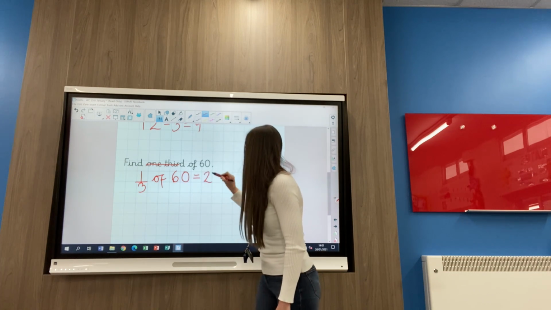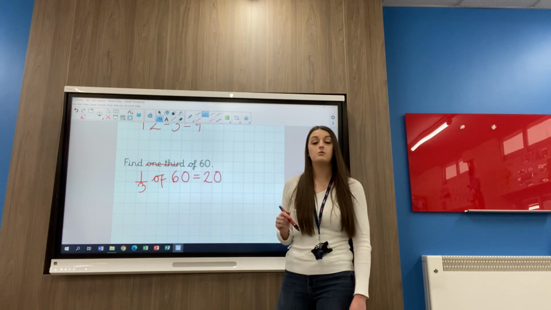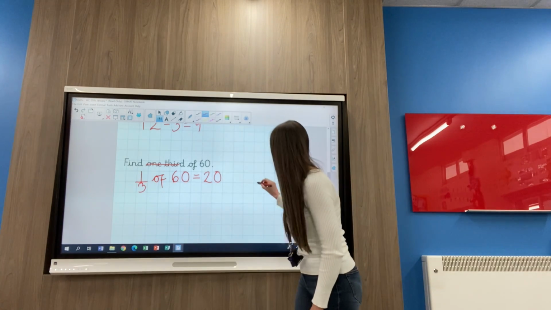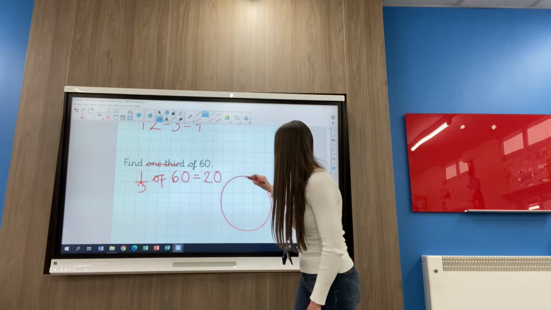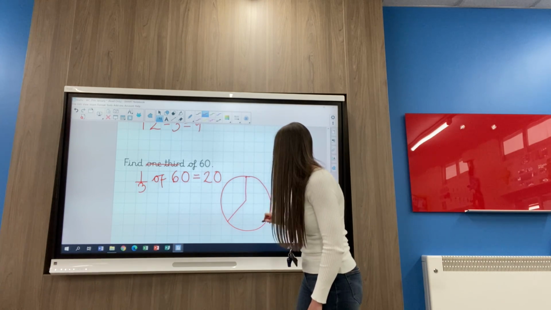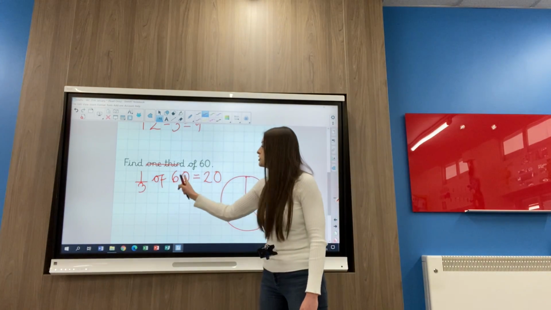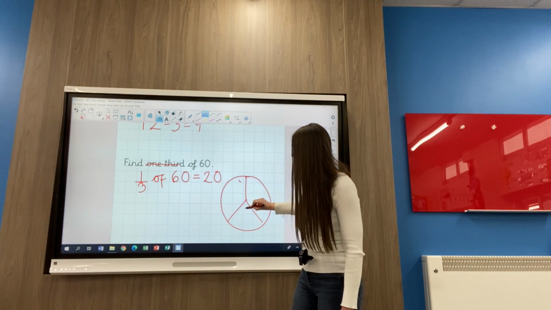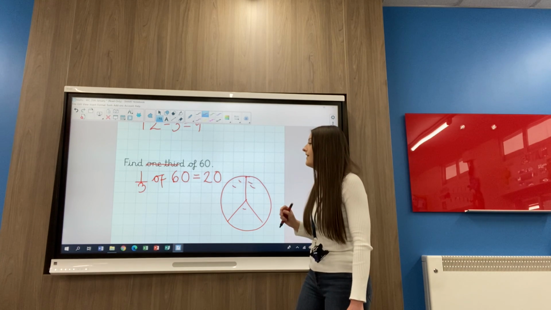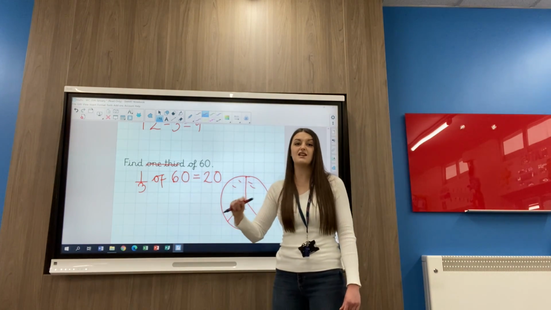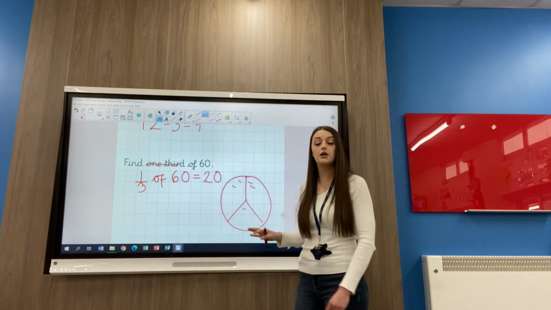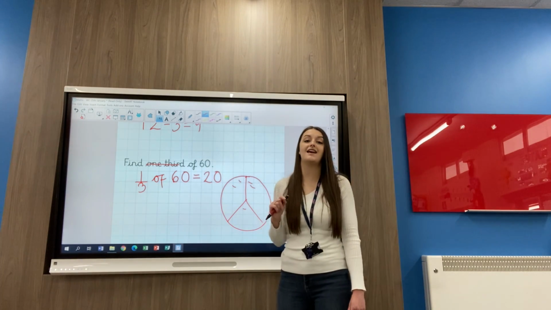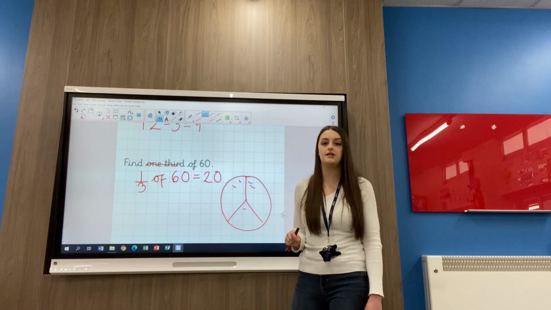Now remember, you can always use the method where we draw it out. So we've got out of 3 equal parts, so I'm going to get my whole pizza and split it into 3 equal parts. And then you're going to share out your 60 counters equally between these 3 parts. Now that might take you some time because 60 is quite a big number, but remember you can always do it that way if you're struggling to divide by your denominator, because our denominator is for dividing.